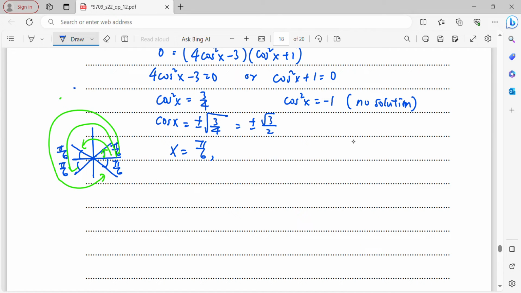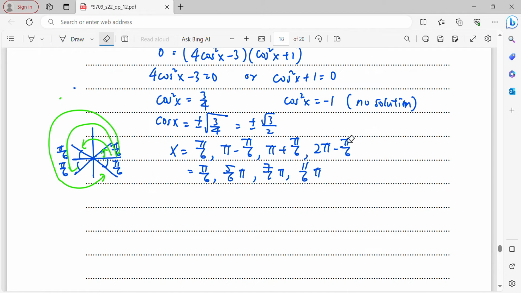The second angle is pi minus pi over 6. Third angle is pi plus pi over 6. And the last angle is 2 pi minus pi over 6. Then you will be getting pi over 6, 5 over 6 pi, 7 over 6 pi, and 11 over 6 pi. Okay, so that's the solution for this question.